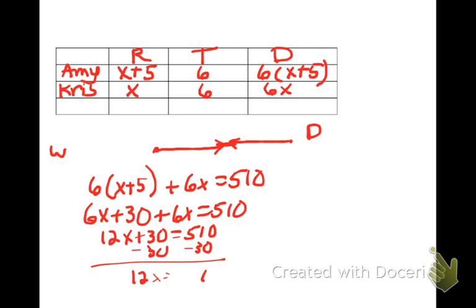12x equals 480. Divide by 12, and I get x equals 40. Now again, make sure we go back and answer the question and put a label on it. The question was, how fast is Chris driving? Chris was x, so 40 miles per hour. If it had said, how fast is Amy driving, we would have added 5 onto that. So make sure you answer the question.